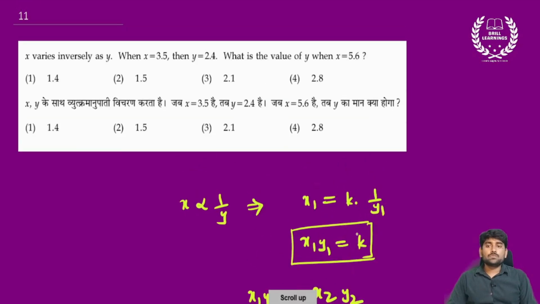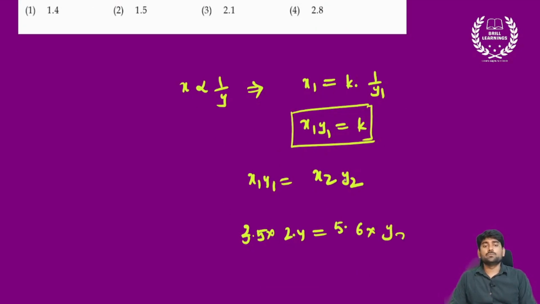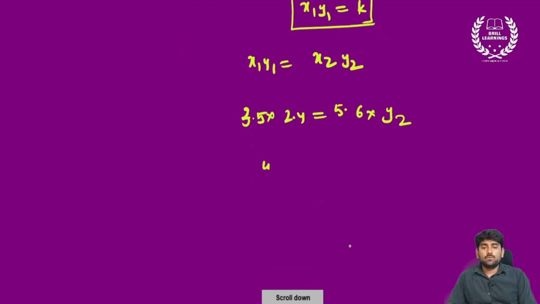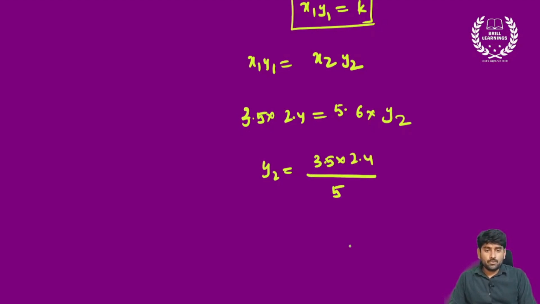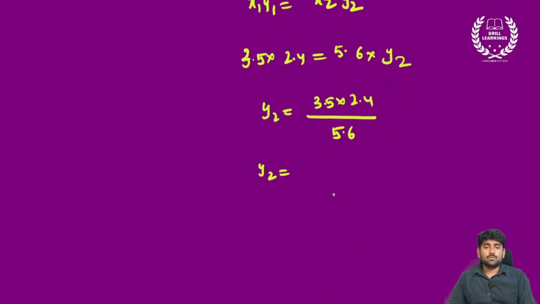They have given x value 3.5 and y value 2.4 in the first case, with 3.5 as x1 and 2.4 as y1. We need to find the value of y2. Okay, y2 value is equal to 3.5 into 2.4 by 5.6. Cancel all these values. Y2 is equal to 0.6, 4 1s are 4, 4 4s are.